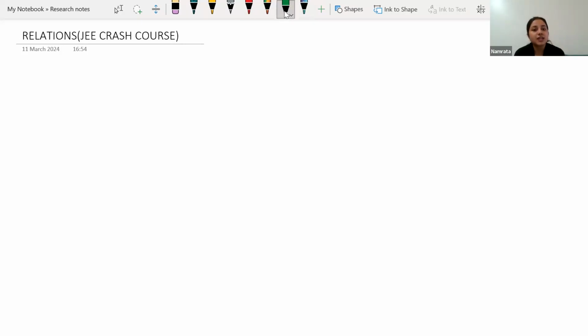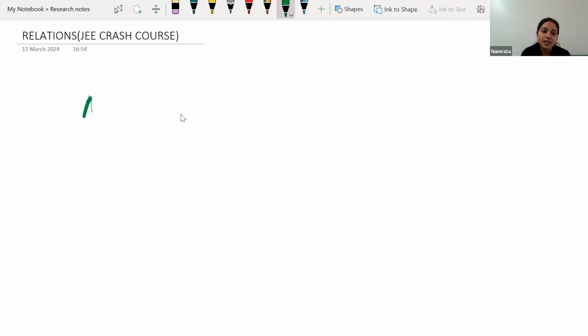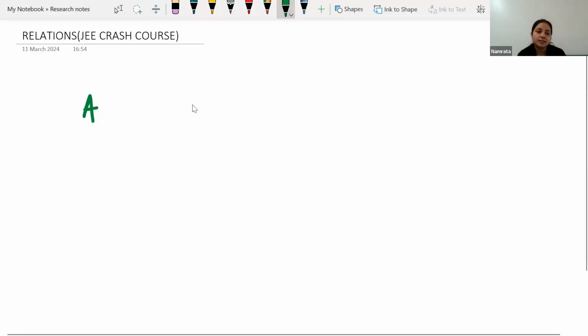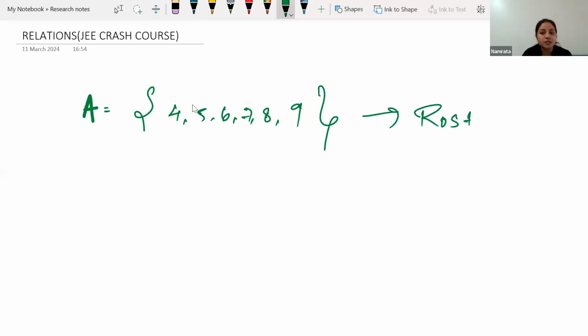We have two different types. By using those types, we represent the set, that is set builder form and roster form. So if we take one example, let's say we are having a set A. The elements of set A we can take as 4, 5, 6, 7, 8, 9. This is the roster form of representing the set. This set is already in roster form. The elements of the set are 4, 5, 6, 7, 8, and 9.